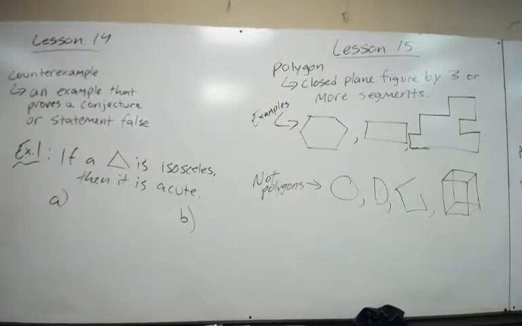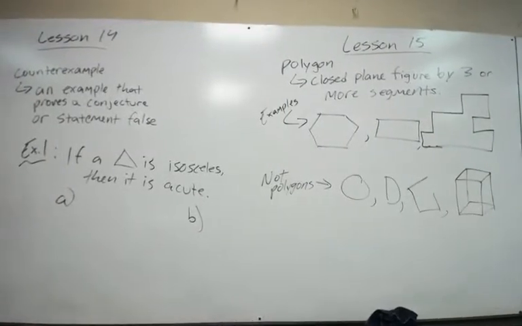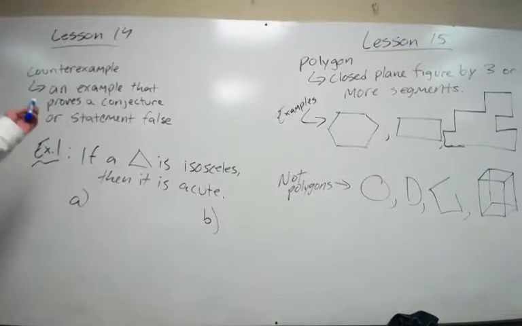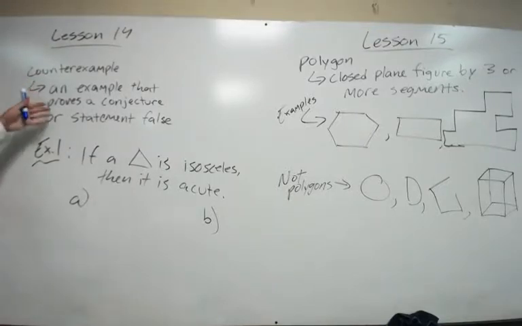Let's continue with lesson 14, looking at disproving conjectures with counterexamples. This is going to be a very short lesson. Really all it is is the definition of a counterexample. A counterexample is an example that proves a conjecture or statement false. So you're proving something wrong. There's a conjecture, and if you prove it wrong, that would be known as the counterexample.